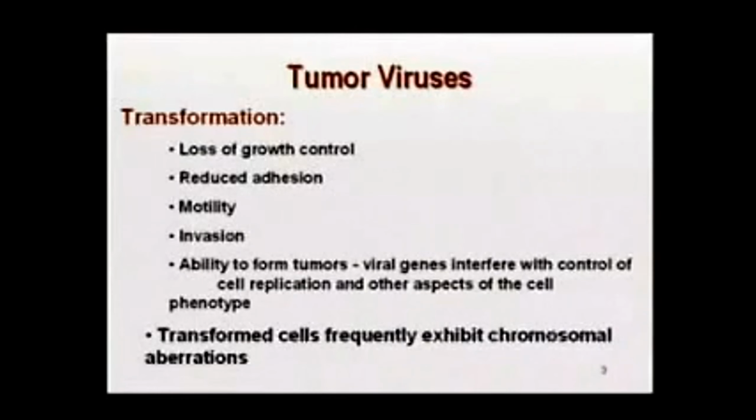And of course, what we see in the patient is its ability to form tumors, in which viral genes interfere with the control of cellular replication. Very often we also see that the integration of the virus, the residence of the virus within the host cell, causes changes in the chromosomes. That can be just aberrations, which I'll talk to you about a little later on, breaking up of the chromosomes at certain places.